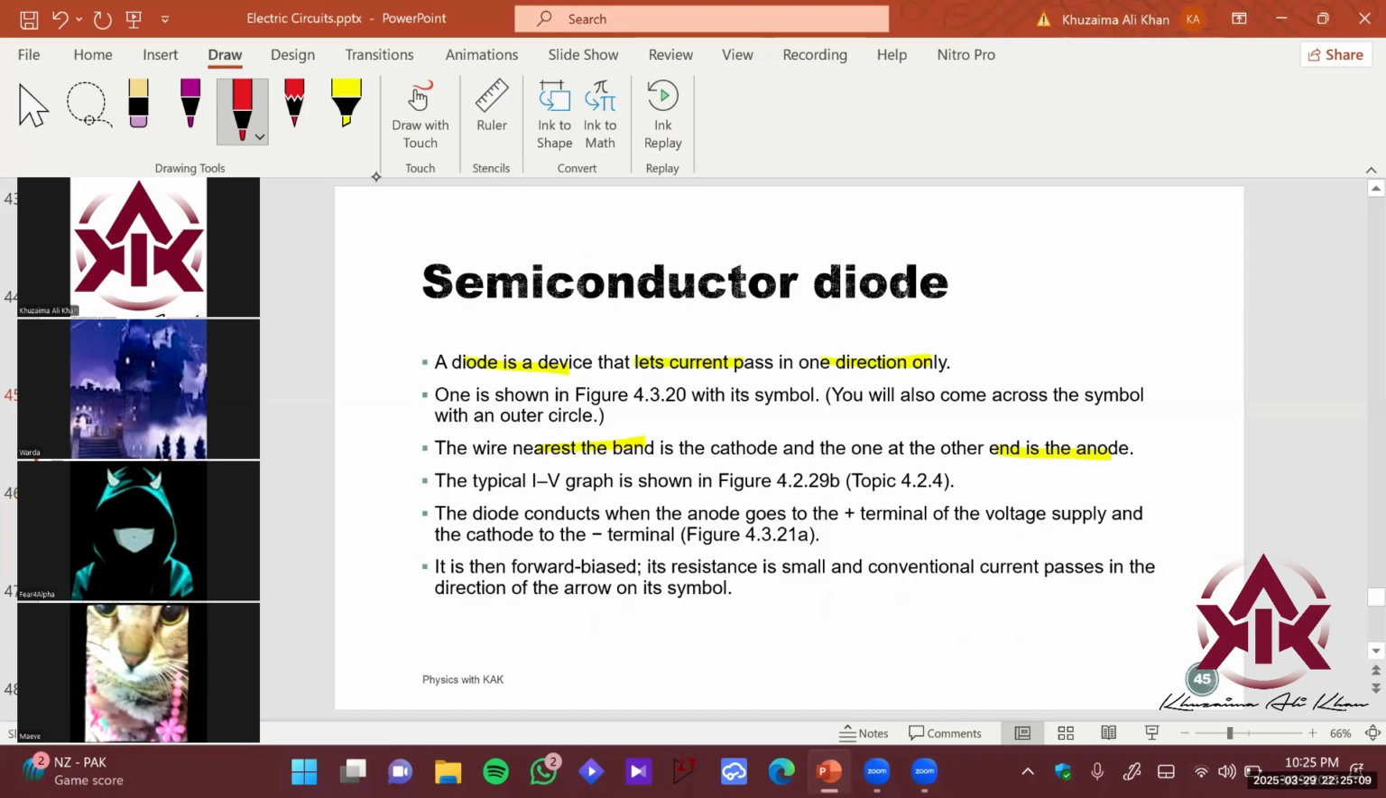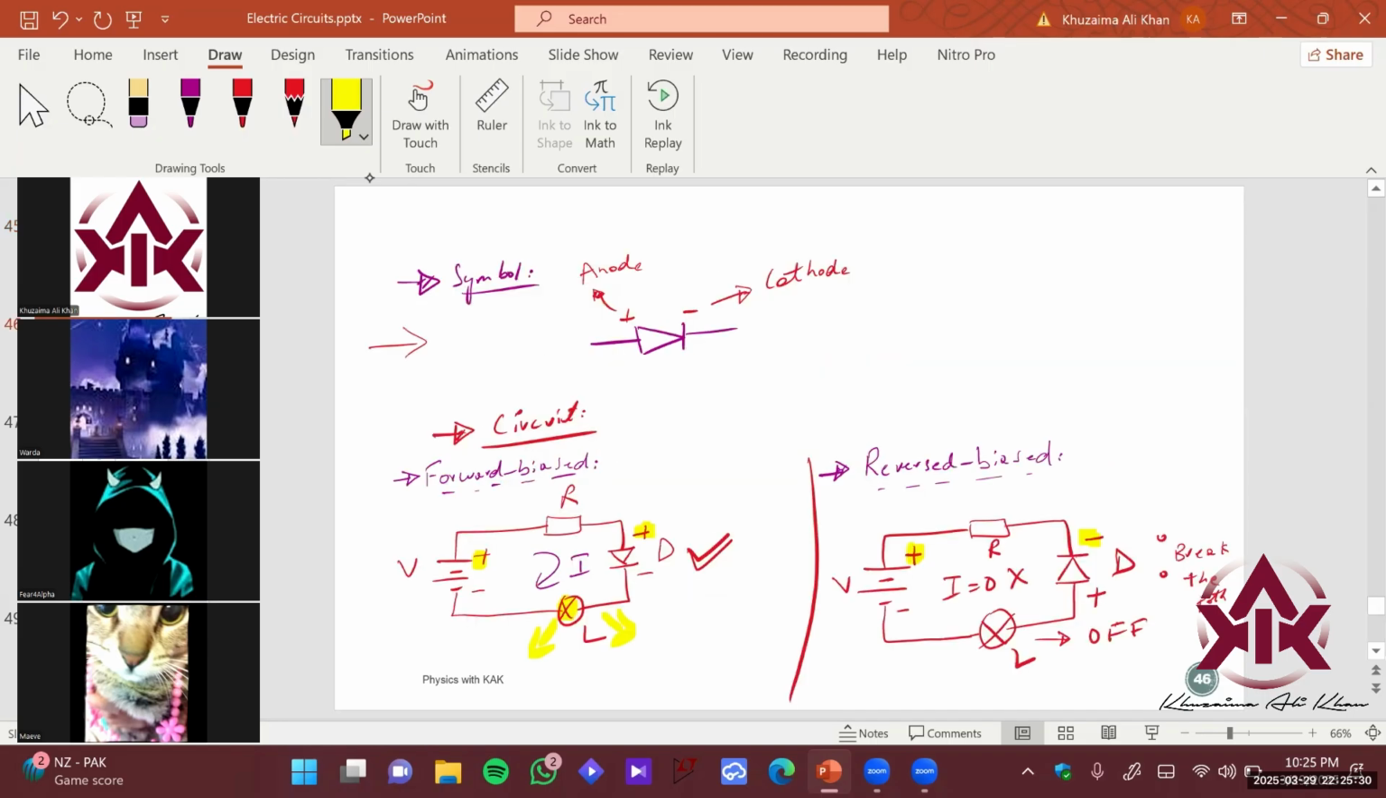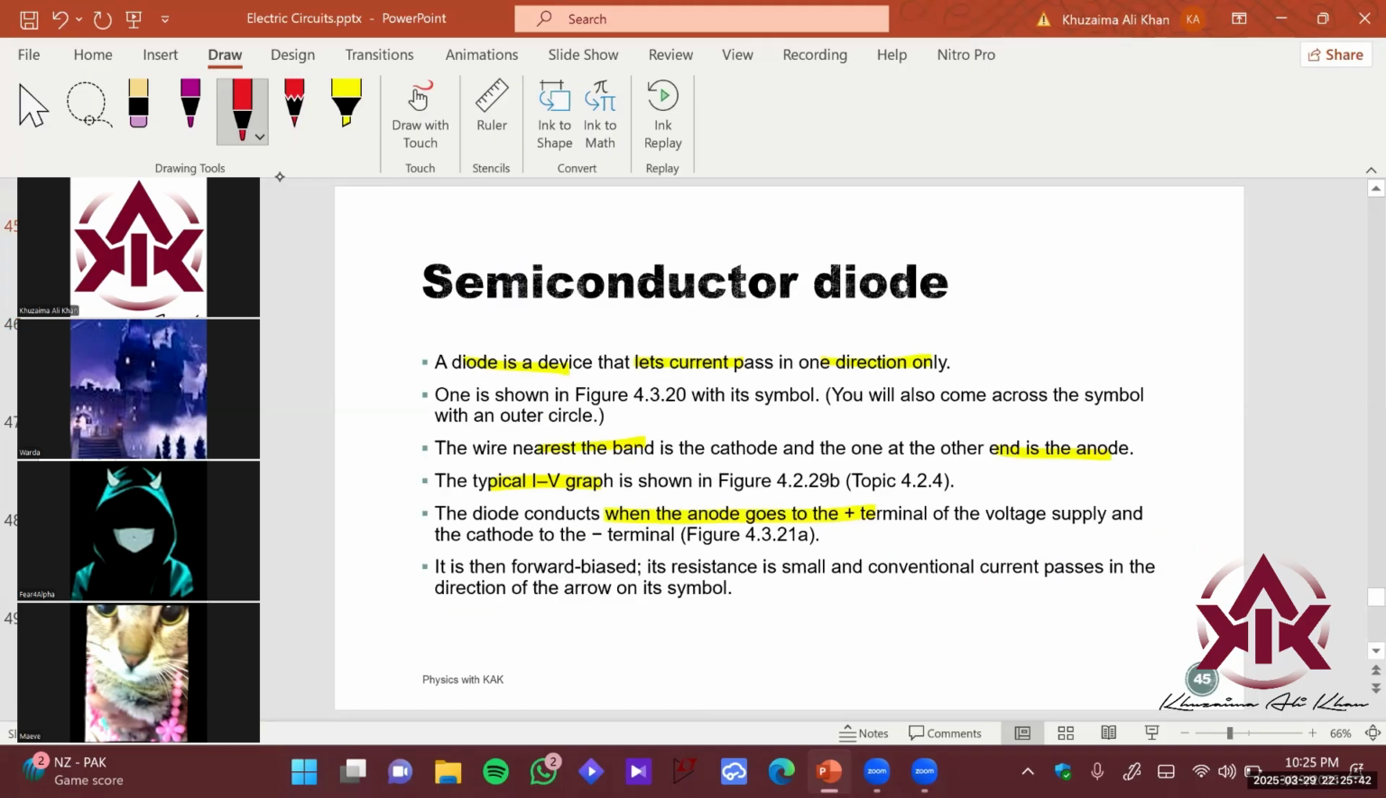Then we have the typical IV graph, showing how it operates. We will see this in a while, how it operates, right? So the diode conducts when the anode, the positive terminal of the supply, is connected with the positive side here, right? So it is just saying that when the positive of the battery is connected with the positive of the diode, this is the only condition in which the current will flow, and it will glow the lamp over here, right? Otherwise, it will block the current from flowing, right?